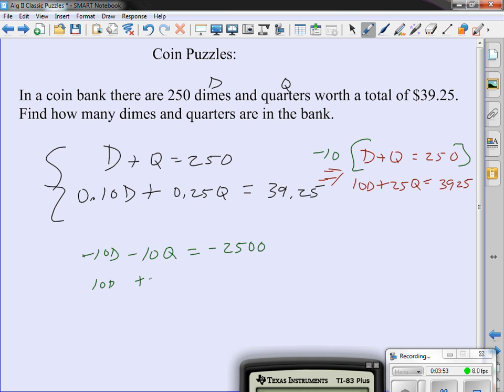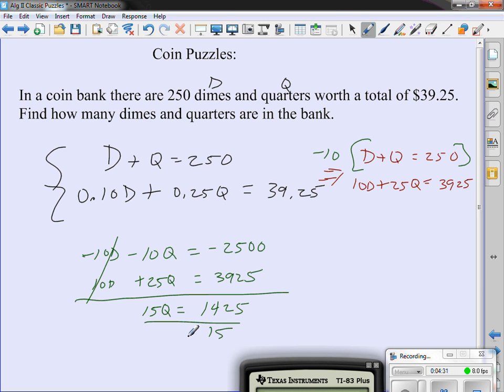10D plus 25Q equals 3925. Why didn't I do anything to that bottom one? It was already a 10. I didn't need to do anything. D's cancel out. What's a negative 10Q and a 25Q? 15Q. Negative 2500 and 3925. 1425. What do I need to do? Divide by 15. Q is 95.